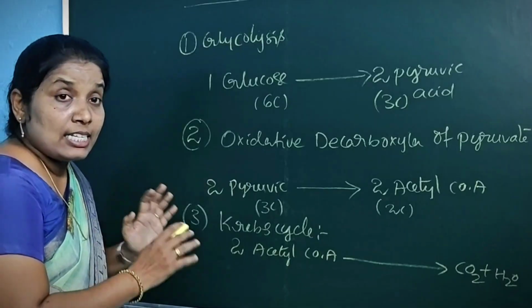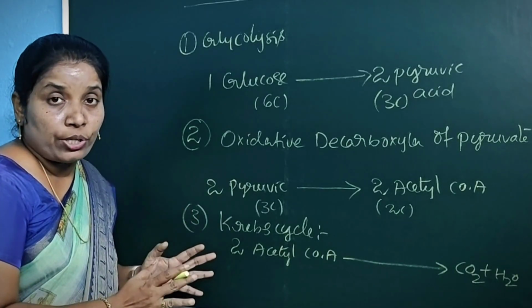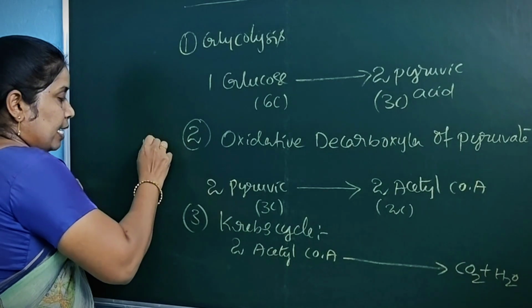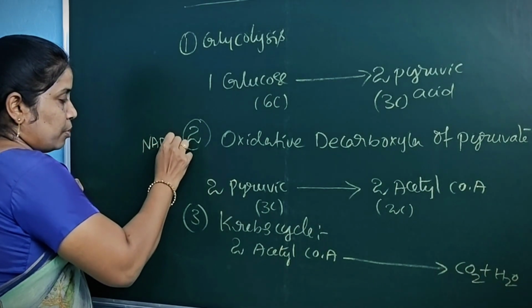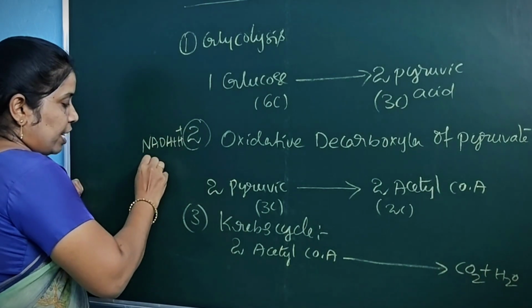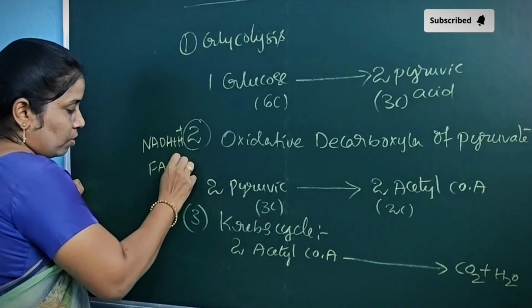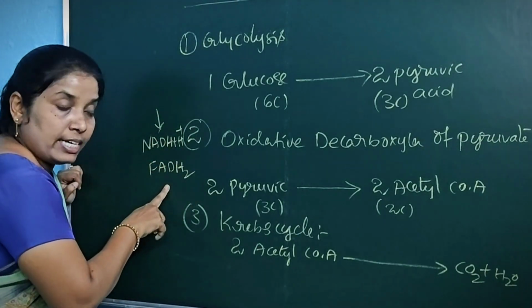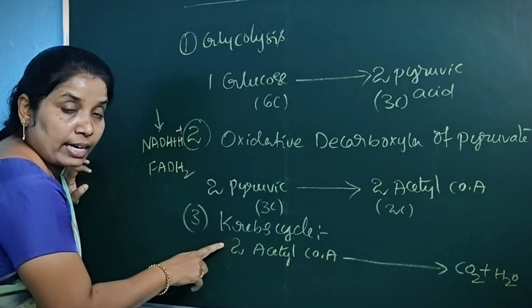During this process, energy molecules are released. They are nothing but NADH plus H plus and FADH2. These are the energy molecules released in the TCA cycle or Krebs cycle.